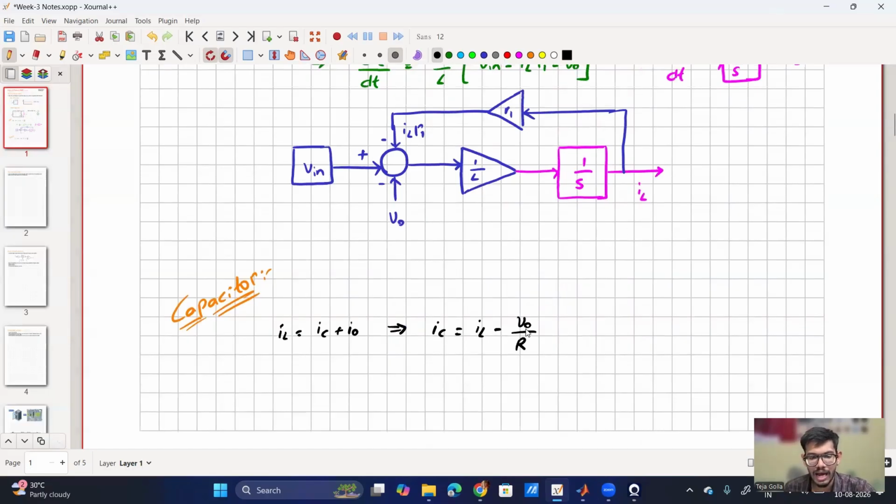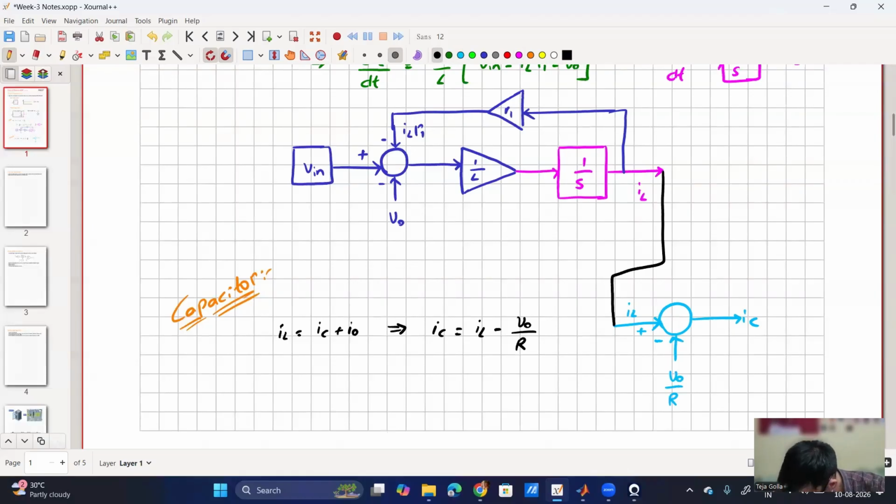IC is nothing but IL minus V0 by R. So if we have to represent this using MATLAB, I can write my input is IL. Then I'll again have a summer block. From there, I am subtracting the V0 by R current and my output is IC. I'll connect this IL from here to here. So I am getting IC from IL as well as V0 by R.